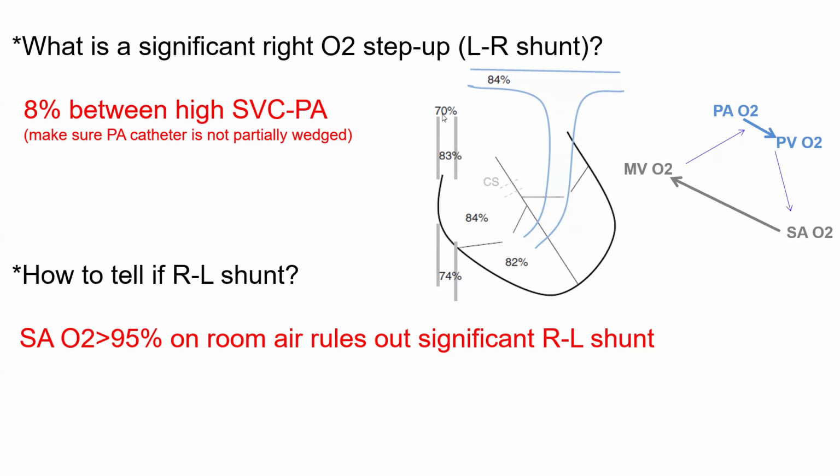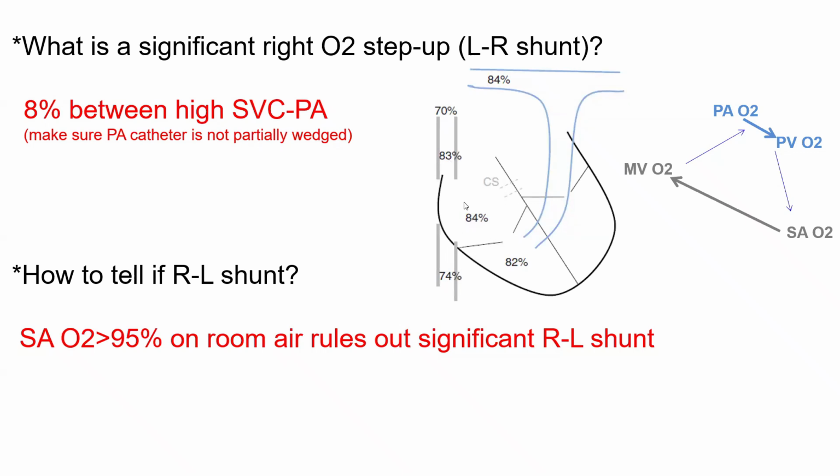For example, here we have a step up between the high SVC and the low SVC. The shunt could be at this level, at that SVC level, which could be sinus venosus ASD, but it could also be sinus secundum ASD with a streaming of that shunt a little bit upward. So keep that in mind.